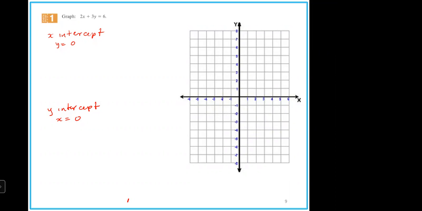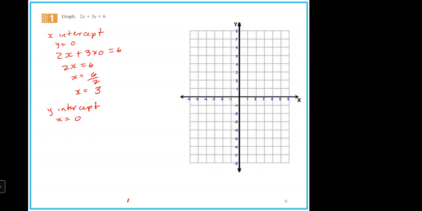Okay, so what did you get for the x-intercept? So for the x-intercept, I got 3. I got 2x plus 0 equals 6, x equals 6 divided by 2. Okay, so 2x plus 3 times 0 equals 6. So 2x is equal to 6. So x would be equal to 6 over 2. x equals 3. All right.